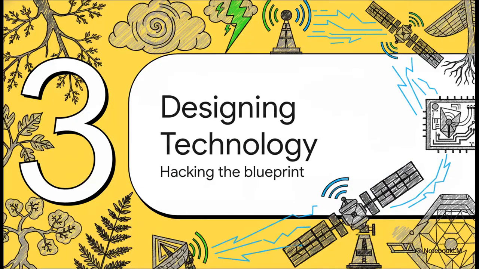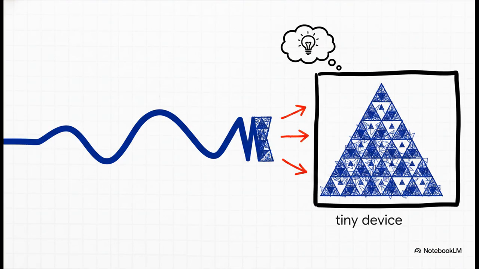It's everywhere. Section 3. Designing modern technology, hacking the fractal blueprint. Now, human engineers, they've essentially become fractal hackers. Here's the deal. In wireless communication, the length of an antenna generally needs to match a specific fraction of the wavelength of the frequency it's receiving, usually about half the wavelength. But what do you do when you need to fit that antenna inside a tiny, paper-thin device?